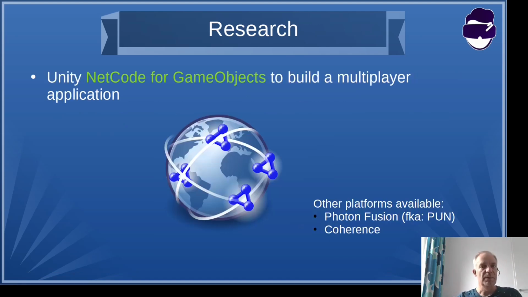We want our application to be multiplayer. So Unity has a solution called Netcode for GameObjects that is used to build multiplayer applications. And there are other platforms available, such as Photon Fusion, formerly known as Bolt. There's also a platform called Coherence, and there are other ones as well. But the decision here is to stay with Unity Netcode for GameObjects because it's free and it's included by default in the Unity environment.